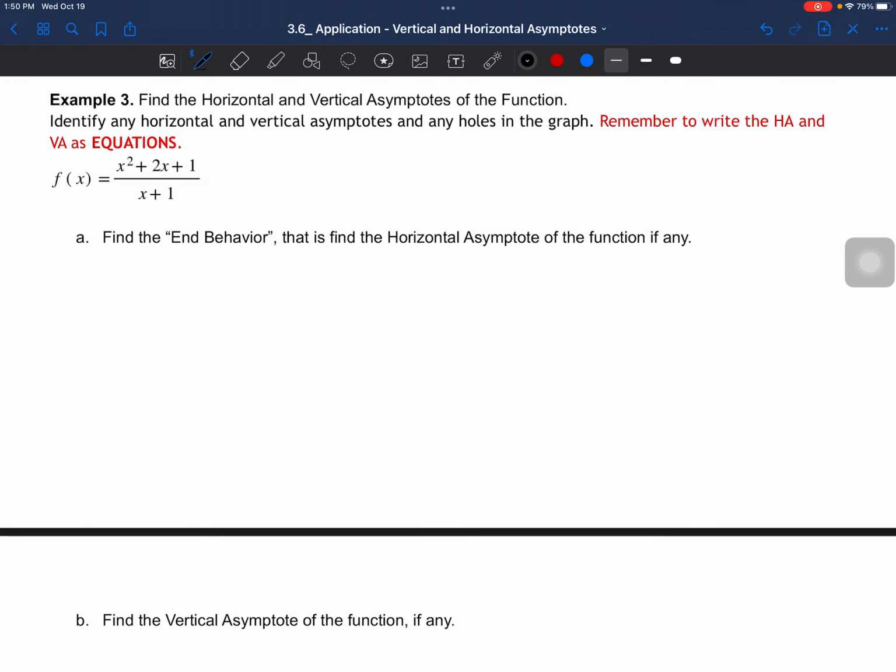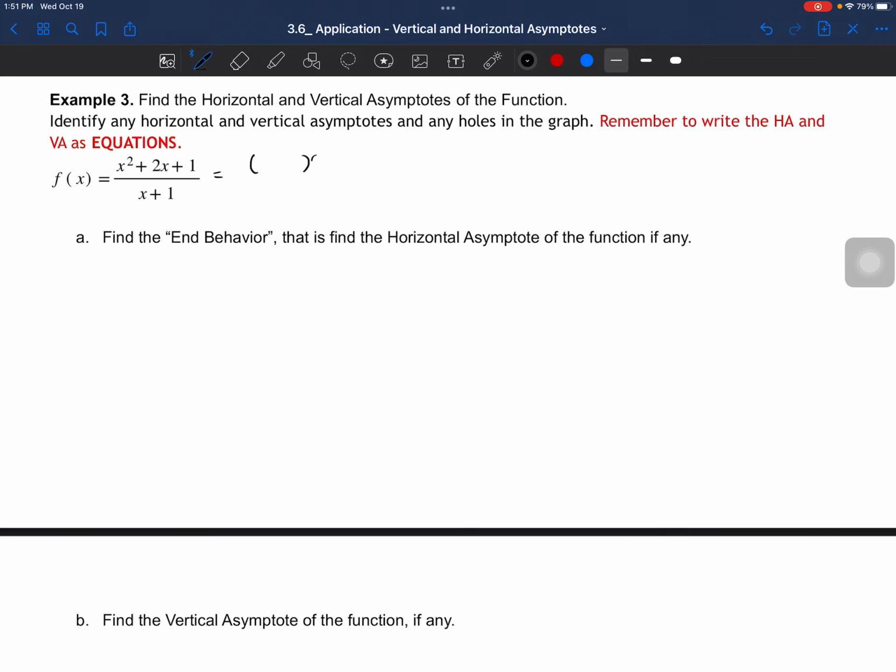All right, so let's try example number 3. Let's find the horizontal and vertical asymptotes of the function. In this case, we're given a function that is expressed as x squared plus 2x plus 1, all over x plus 1. They want us to find the end behavior of this function, in other words, find the horizontal asymptote of this function.